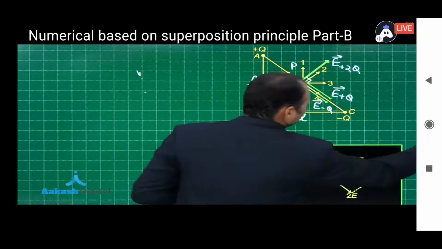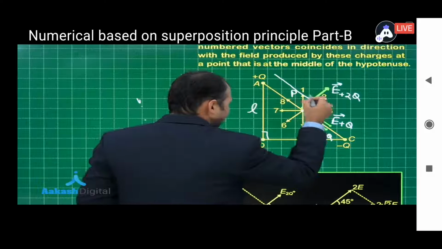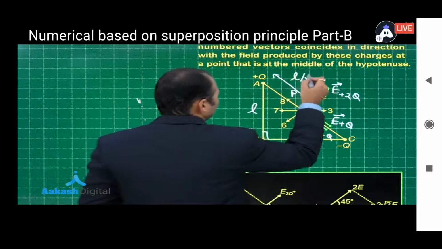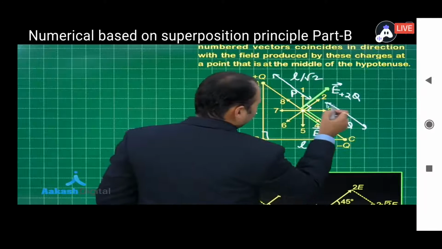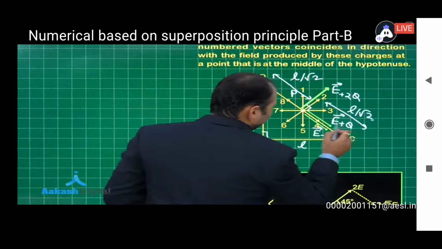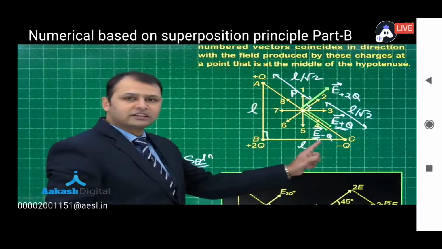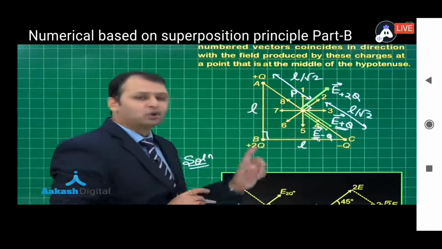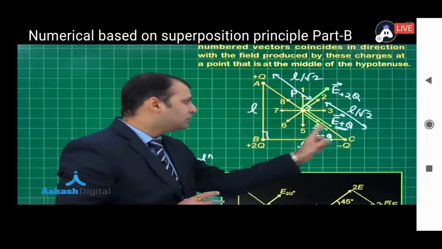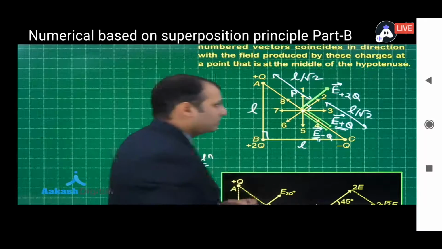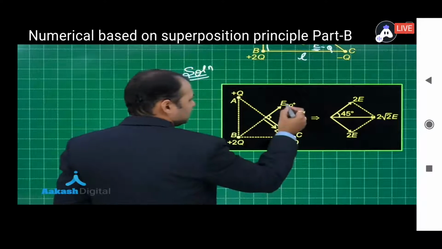Here is the summary for you: this is L, this is L. What length is this? It would be L by root 2. Similarly, this distance will also be L by root 2. So when you look at these 2 electric fields, the magnitude of the charge causing the electric field is the same, and the distance is also the same, L by root 2. That means the magnitudes of these 2 electric fields would be the same, right?